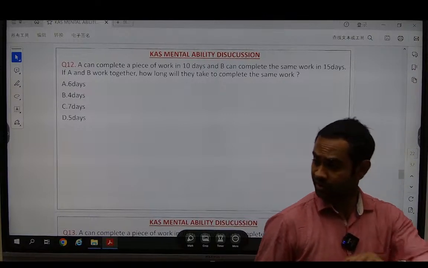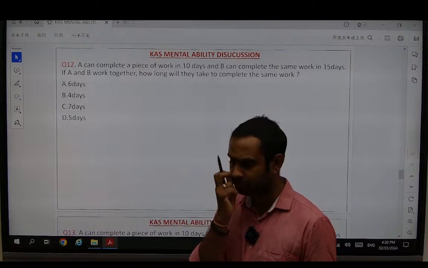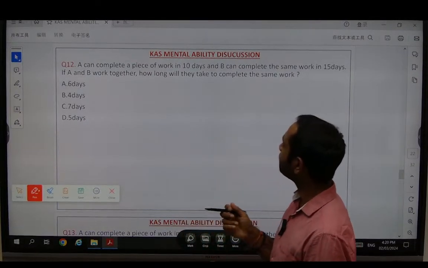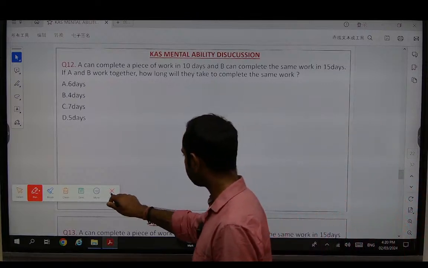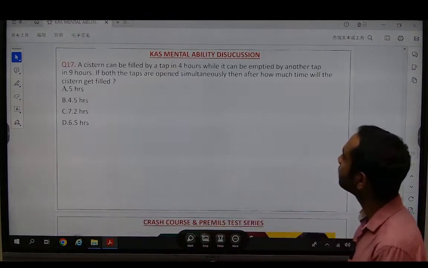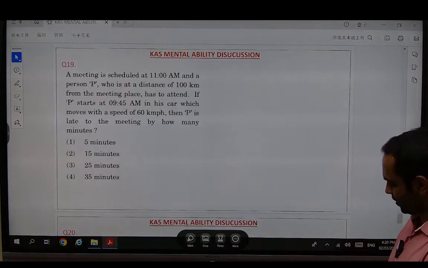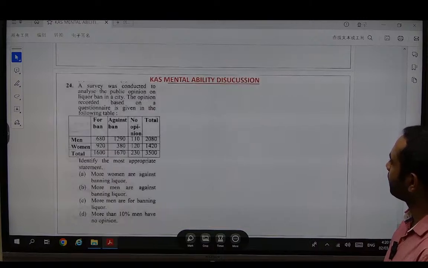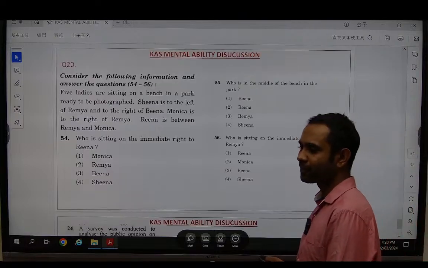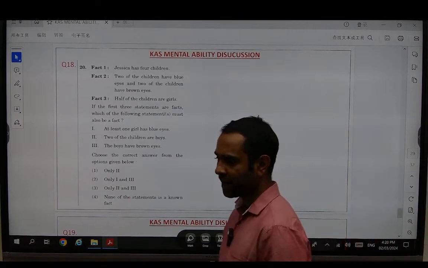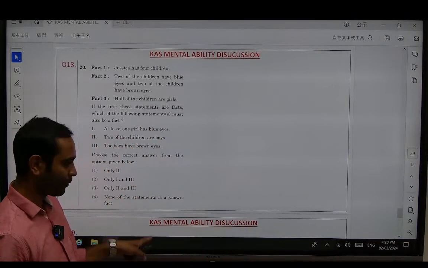Now comes time and work. We will do it for some time, and then we will take a break. So A can complete a piece of work in 10 days. Before that, we will not be able to complete this particular topic, so let me see if we can do some problem, which is basically a mental ability kind of question. This is a very interesting question actually. Anyway, we'll come to it one by one. Now, as I said in the beginning, you would have heard also.